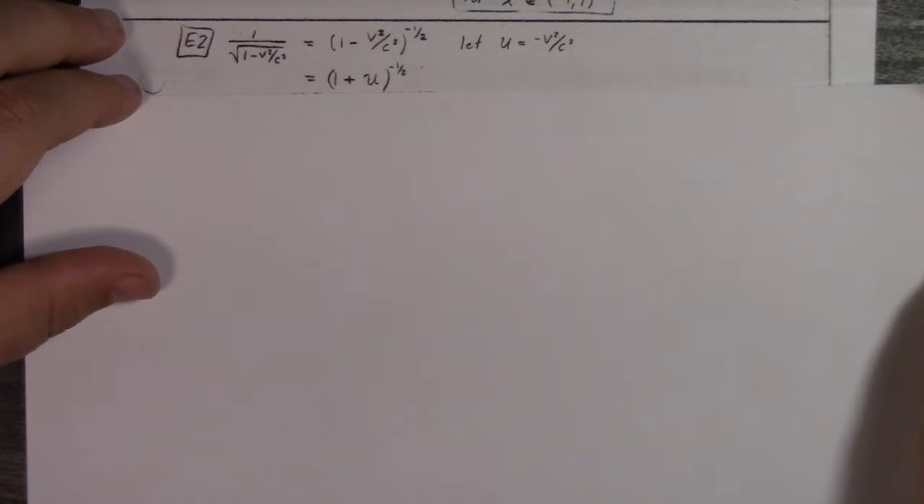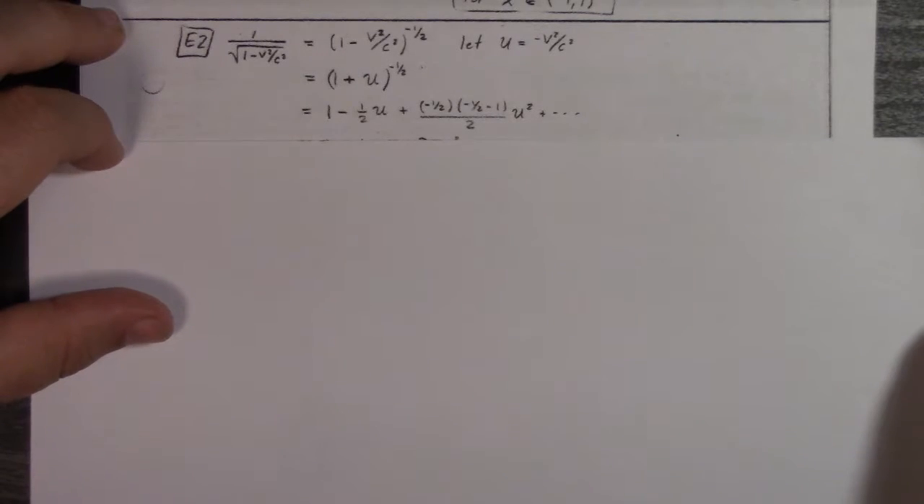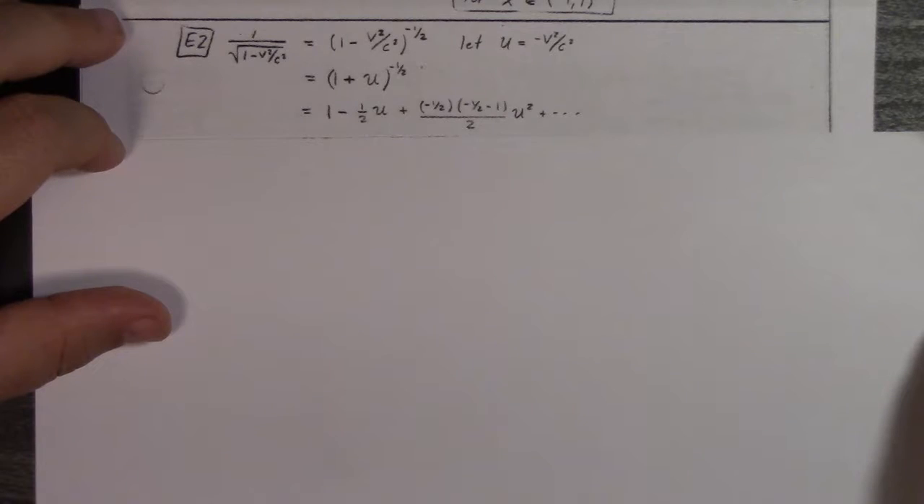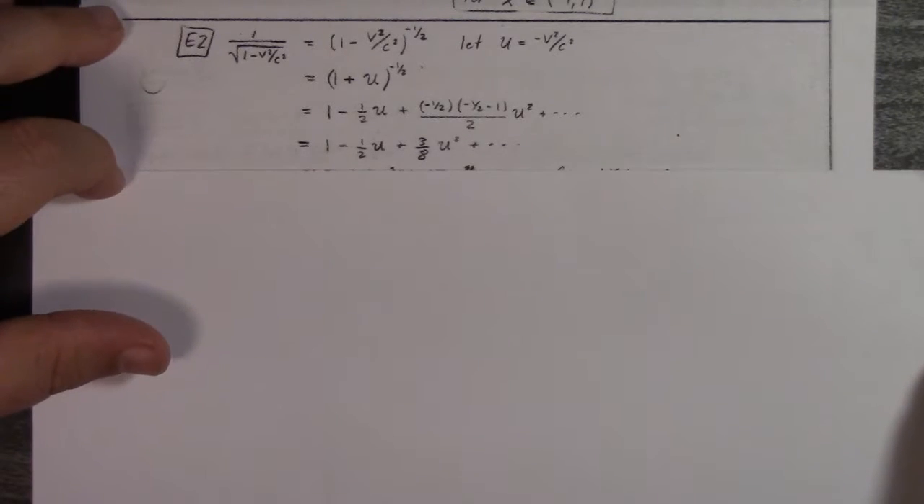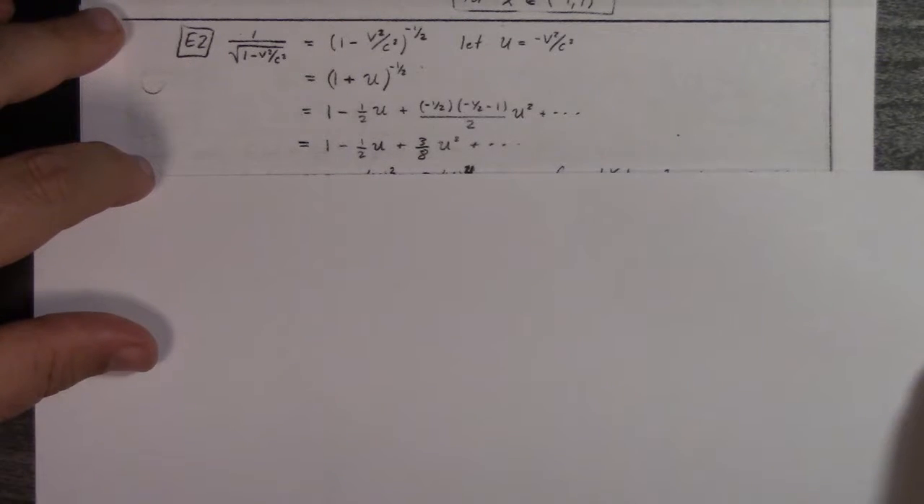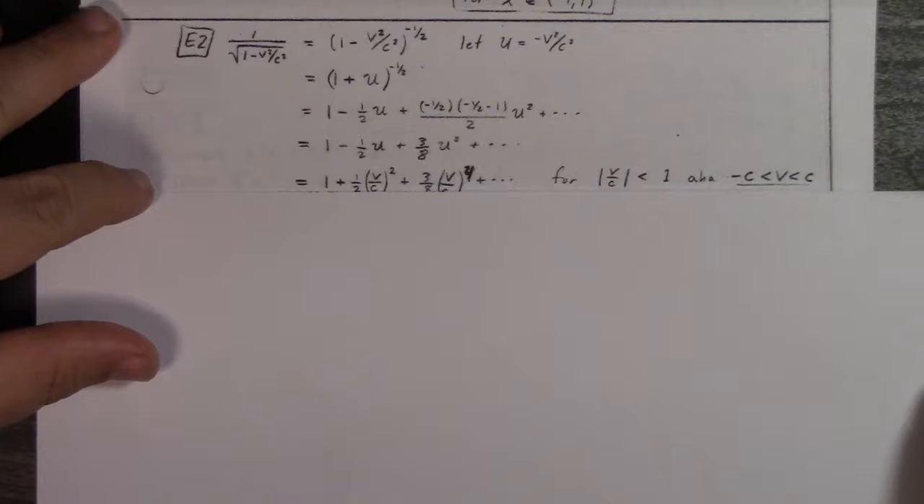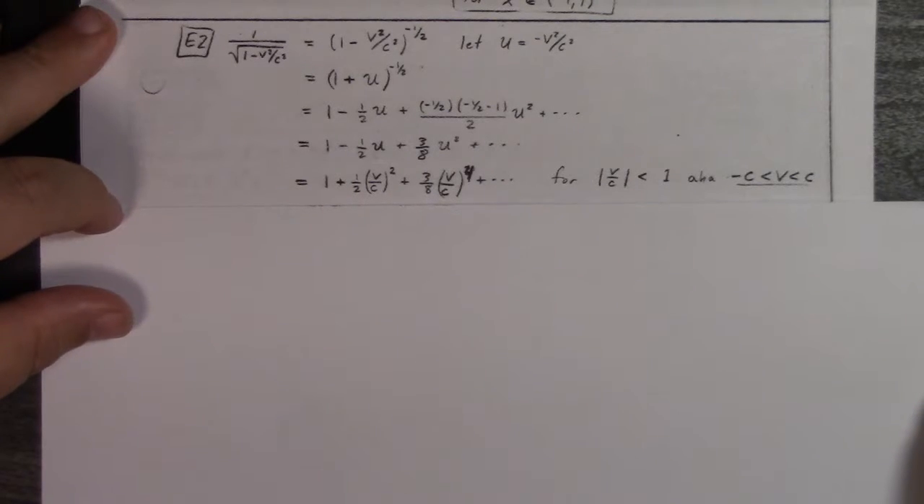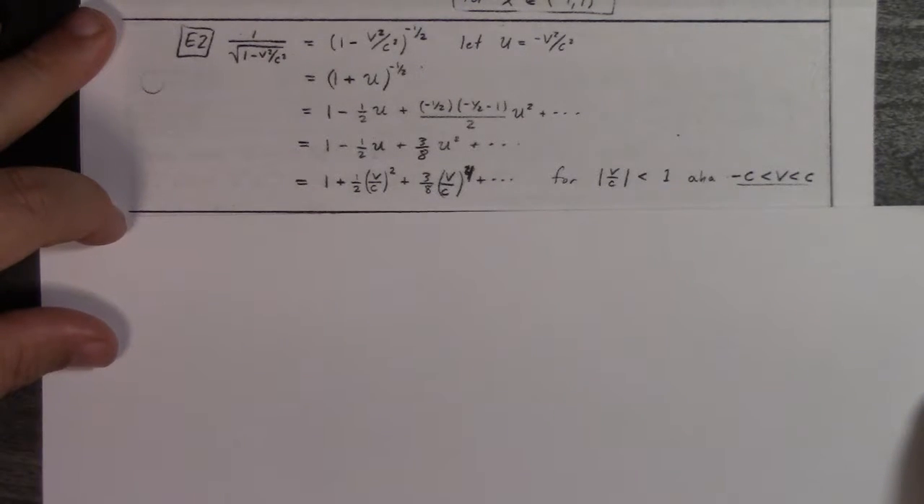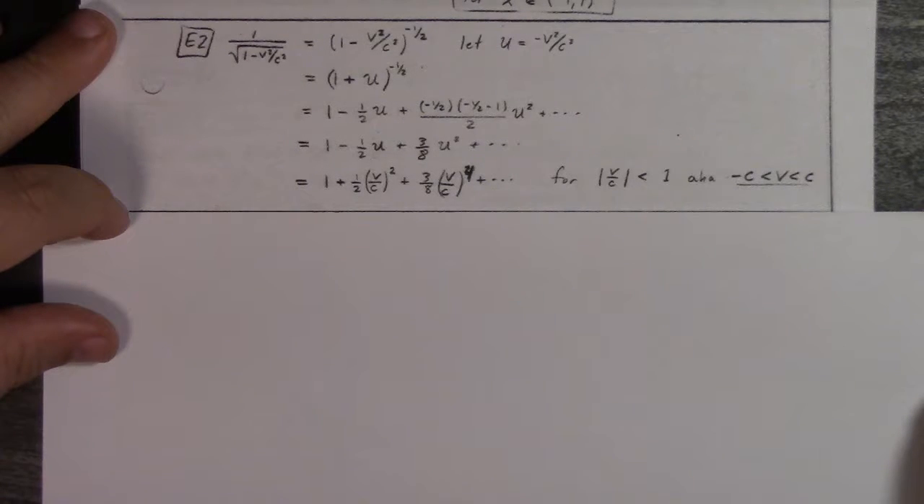If we let u equal minus v squared over c squared, we've got 1 plus u to the minus 1/2, which by the binomial series result is 1 minus 1/2 u plus minus 1/2 times minus 1/2 minus 1 over 2 u squared, and so forth, which simplifies to 1 minus 1/2 u plus 3/8 u squared. And then putting back what u was, which was minus v squared over c squared, we have the following: 1 plus 1/2 v over c squared plus 3/8 v over c to the 4th, and so forth.